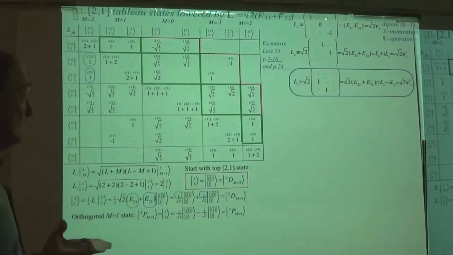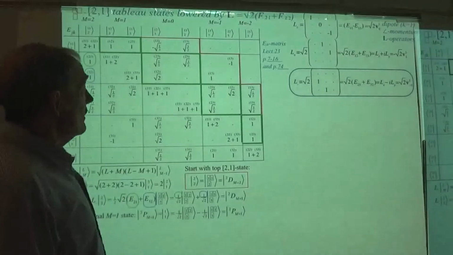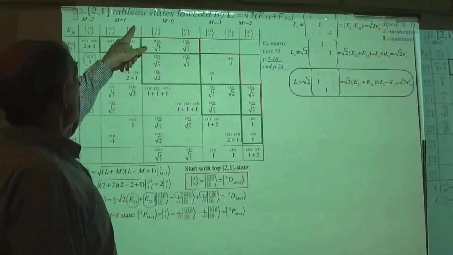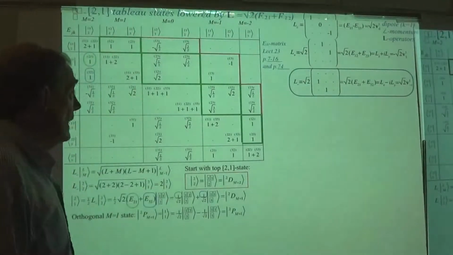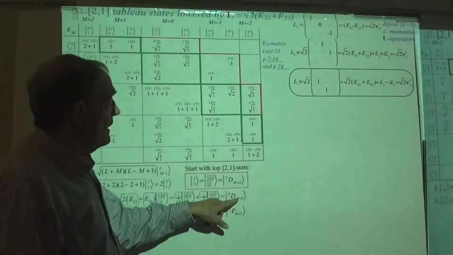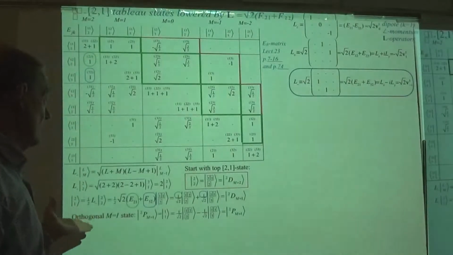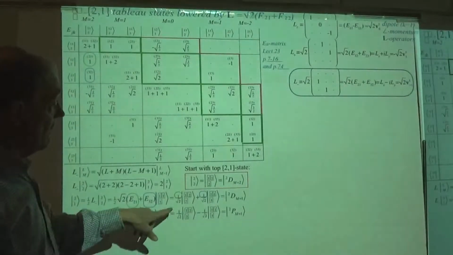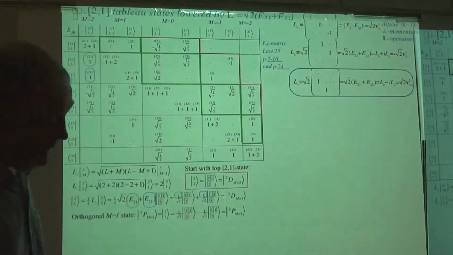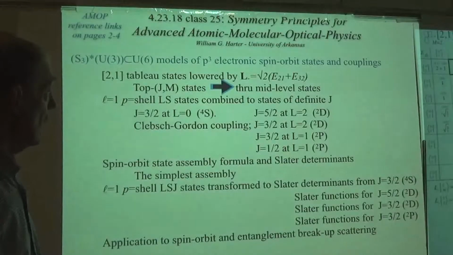Now, the next thing is to find out who else is occupying the m equal 1 slot there. And there are 2 tableaus in there, 1, 2, 2, and 1, 1, 3. Together, they're going to make the doublet P state with m equal to 1. So there are going to be 2 states with m equal to 1, and this time when we just get off easy, we go ahead and find the orthonormal state to this one, and that gives us that one right there. And then, of course, we're going to be lowering that one as we go along here.